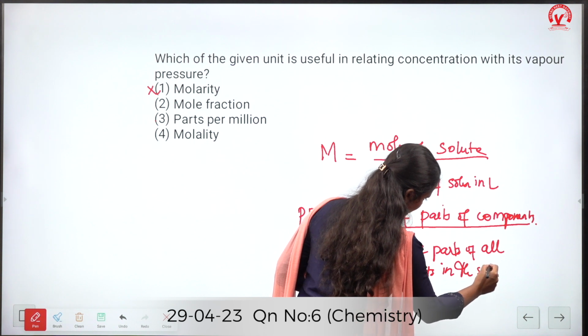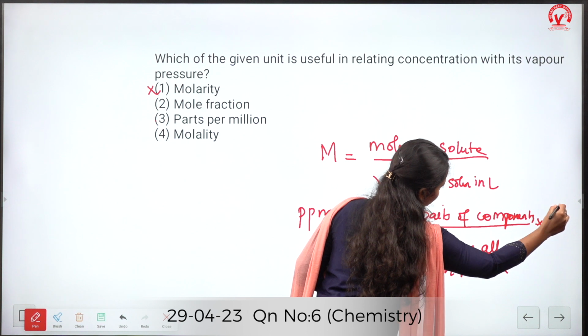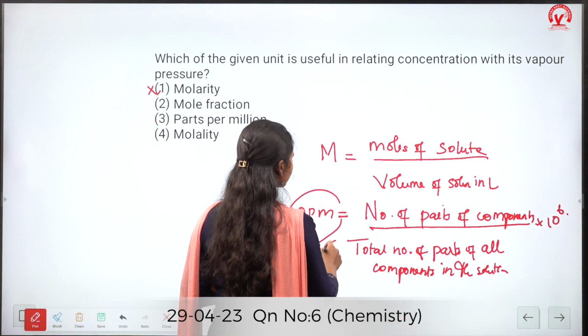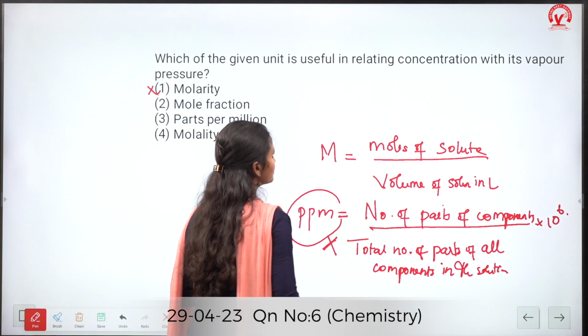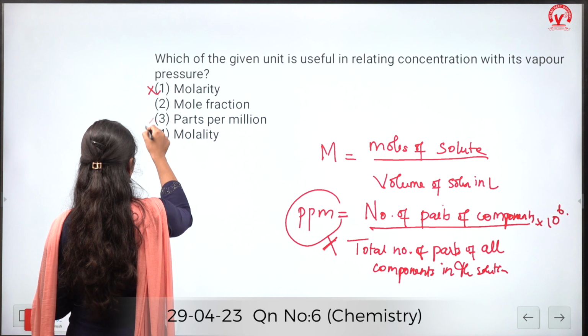In the solution into 10 to the power 6. It is parts per million. Here also there is no relation of concentration with vapor pressure. So, this is also wrong.